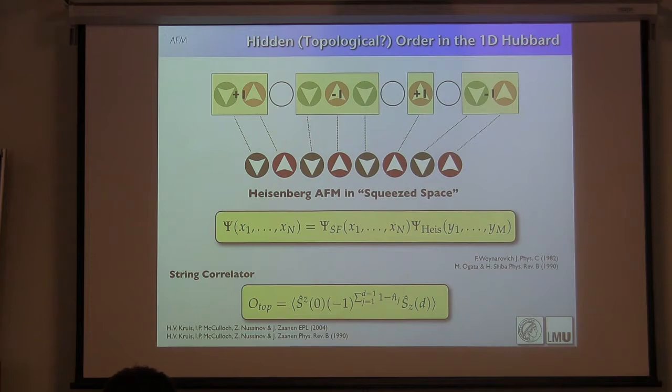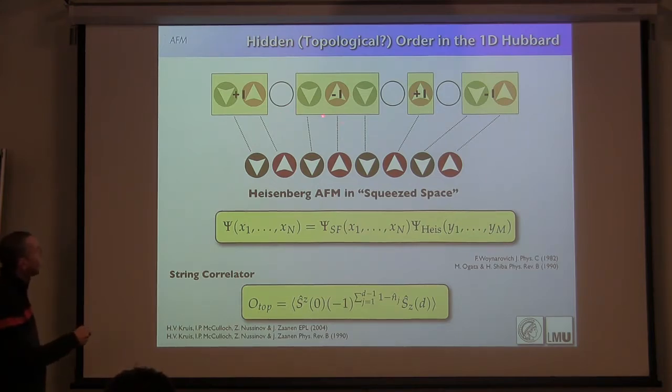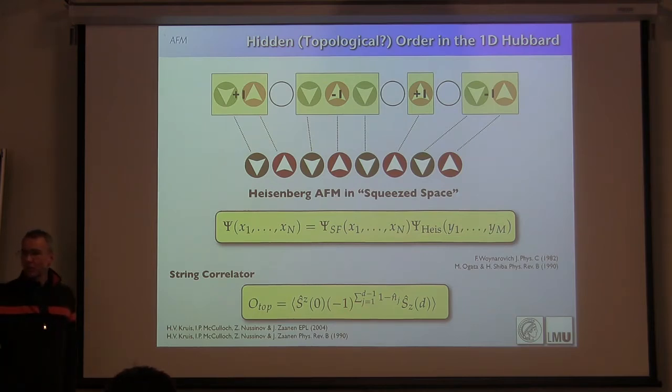You also saw yesterday that you can reveal this order in another way. You can either go to squeezed space to see that there is a nice antiferromagnet, but you can also look at these string correlators, which basically take care of the fact that whenever there's a hole, you flip the sign of the spins you're correlating by -1. So this operator just does the following. Whenever it crosses a hole, it flips the sign of the expected correlation by -1.